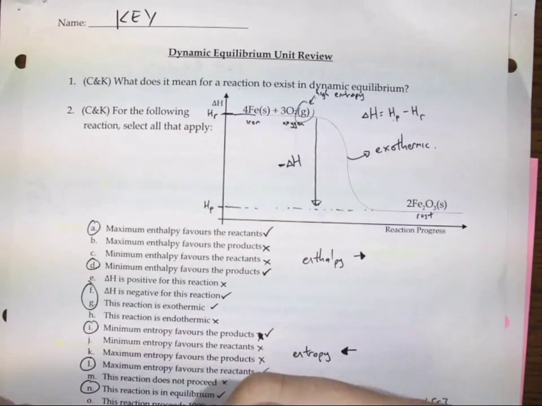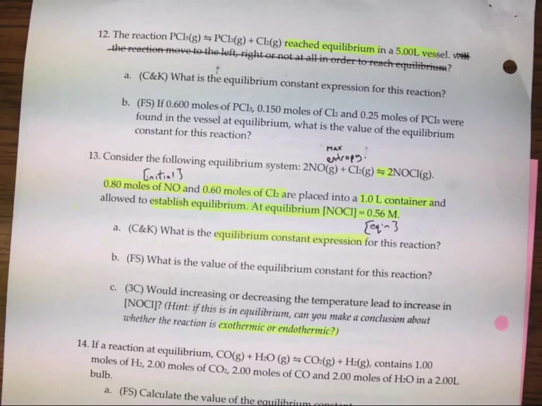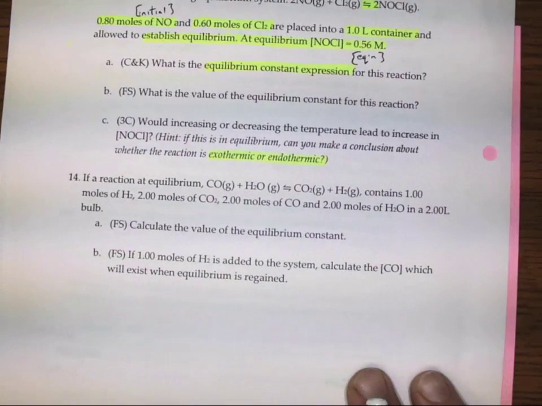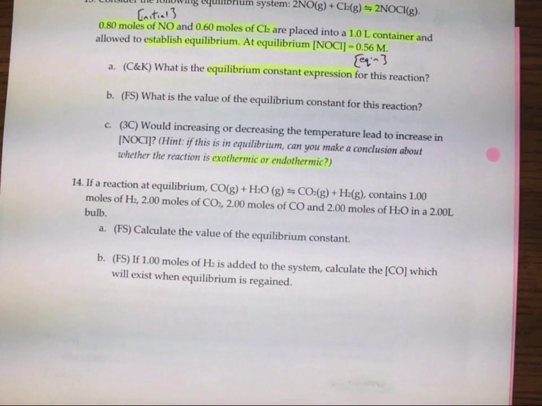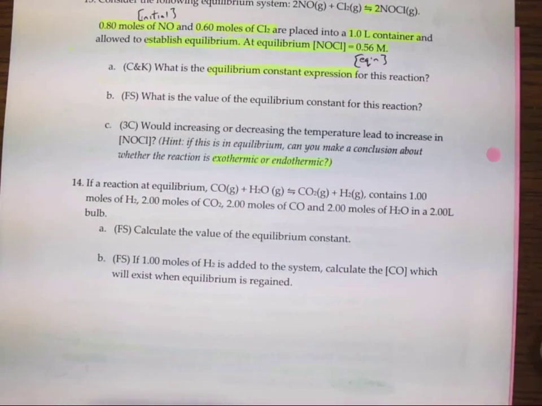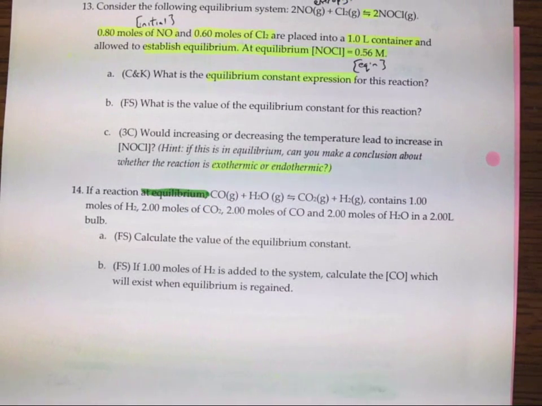Our dynamic equilibrium unit review, which is question 13 or 14. 14. All right. So we're going to read through this carefully, and then we're going to see what we can do. The question says we have some reaction. It's at equilibrium. That seems maybe it's important.